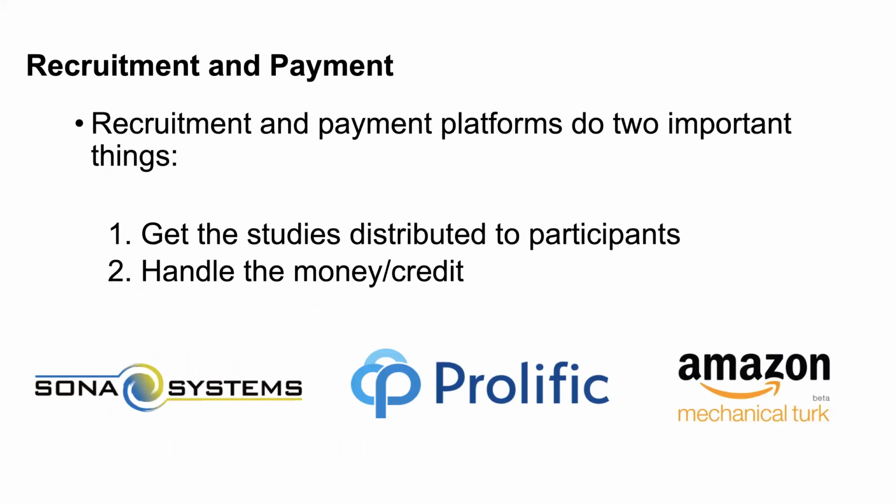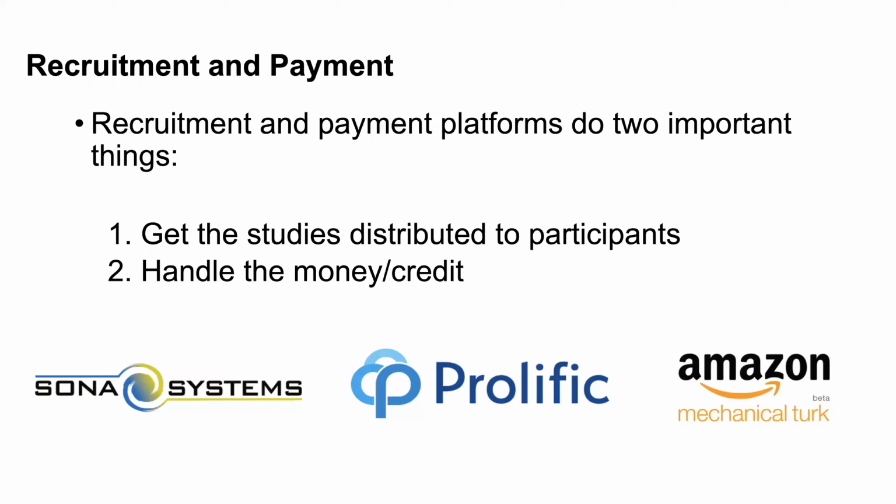All right, so now we're going to get to In-Young's question. So now you've created the experiment, you have someplace to host it online. Now you need to get the participants for your study, and you need to pay them. So recruitment and payment platforms do two important things. They get the studies distributed to participants, and they handle the money and credit.